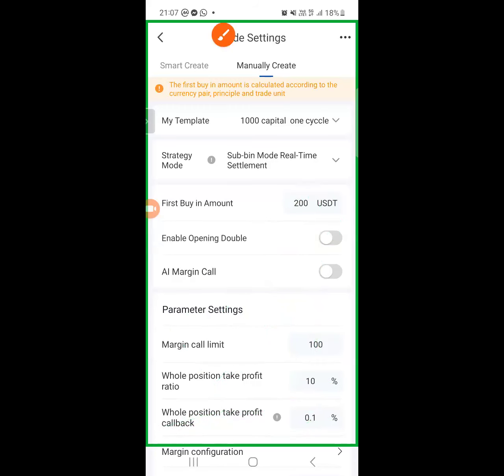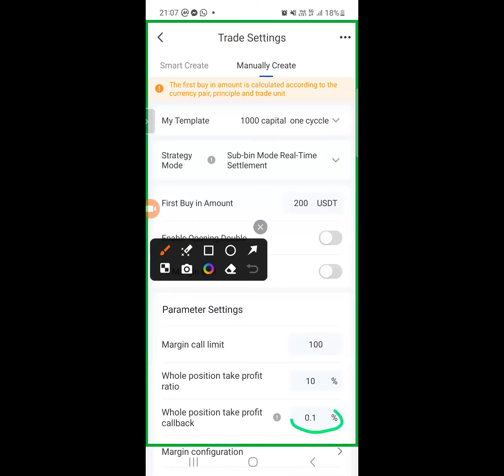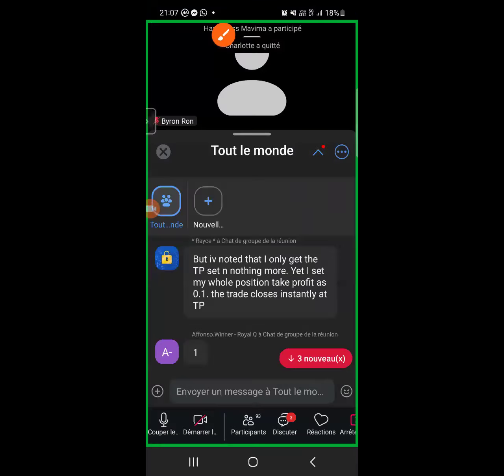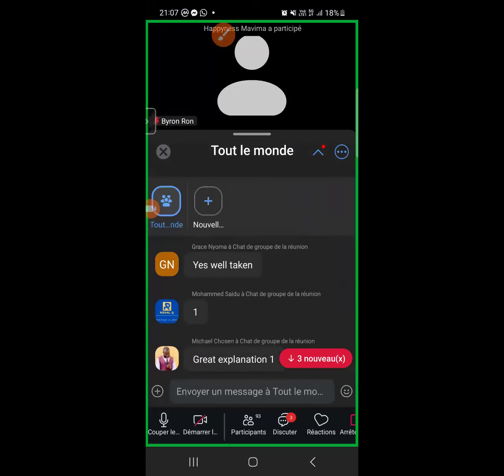So maybe your settings that you did, it mostly hit the exact percentage before it falls down. So if you want more, you can put 0.2 or 0.3. But it means if it hit that exact profit before it starts dropping down, then the robot will minus the number of percentage that you put here from your take profit. I hope it is clear. So now let's go to the next question.